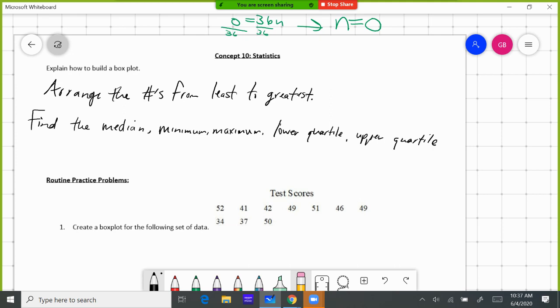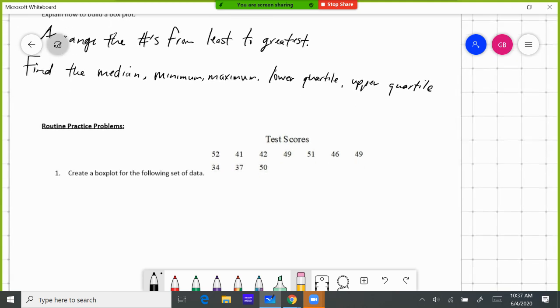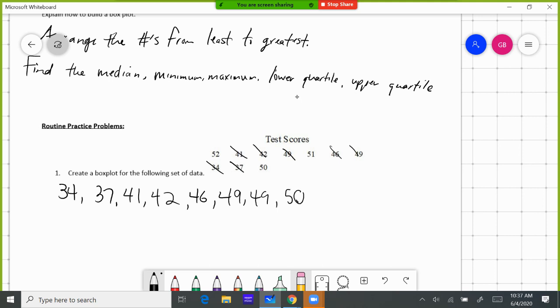Okay, so let's do that here with these. So we're going to find a box plot with the set of data here. First, just put them in order. Smallest number I think is 34, and then 37, 41, 42, 46. There's two 49s, 50, 51, 52.